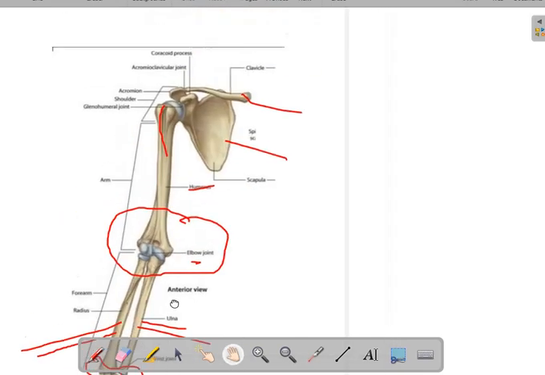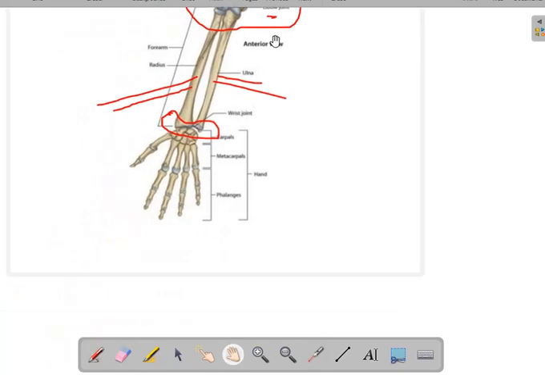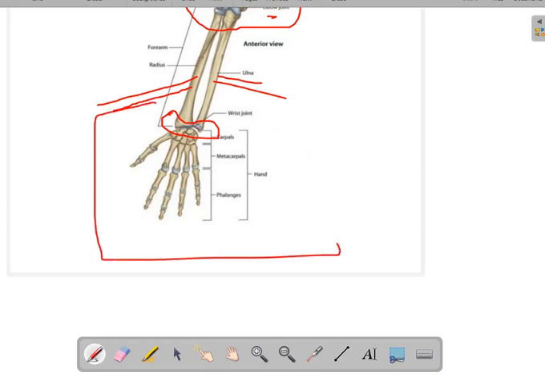Returning back, these are the bones of the upper limb, formed first from the pectoral girdle. This is the pectoral girdle, the clavicle and the scapula. This is the humerus, bone of the arm. This is the radius and the ulna, which form the bones of the forearm, and these are the bones of the hand. Okay.